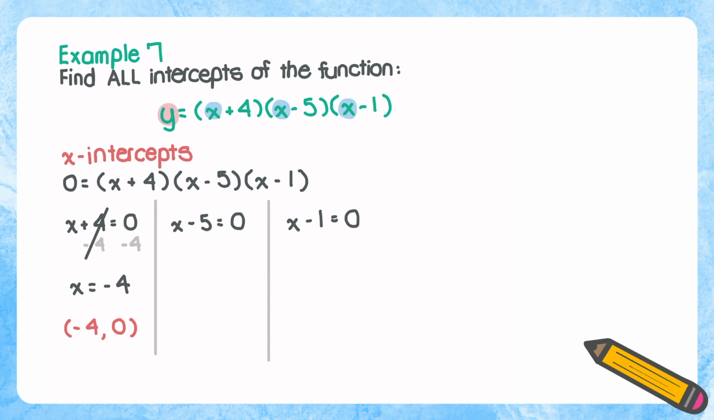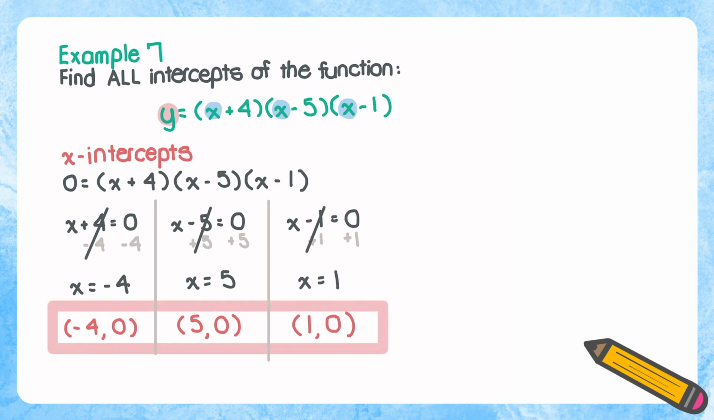For our second option, we can isolate x by adding 5 to both sides. It cancels out. We get that x equals 5. So our second x-intercept is at 5, 0. And then for our third solution, we find x by adding 1 on both sides. We solve for x and get x equals 1. So our third intercept is at 1, 0.